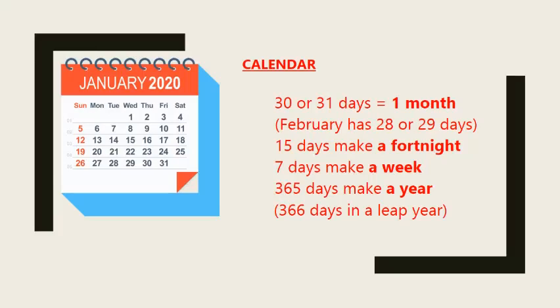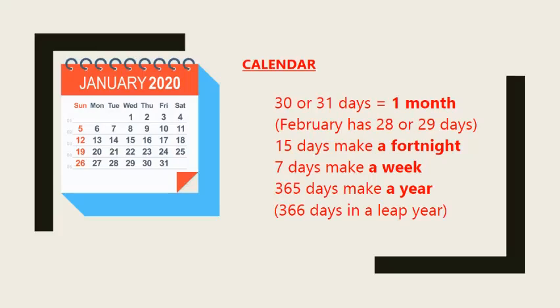What do you mean by a fortnight? 15 days make a fortnight. Similarly, 7 days make a week. A year has 365 days. But if it is a leap year, it will have 366 days. So, this is how time can be measured.